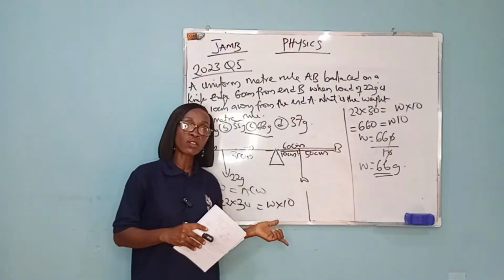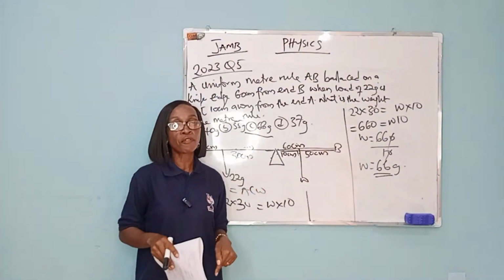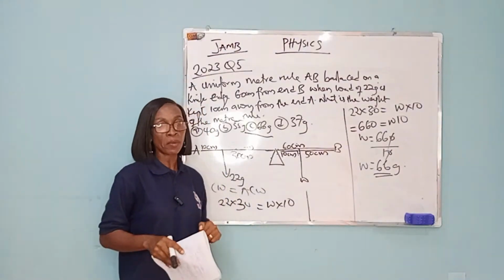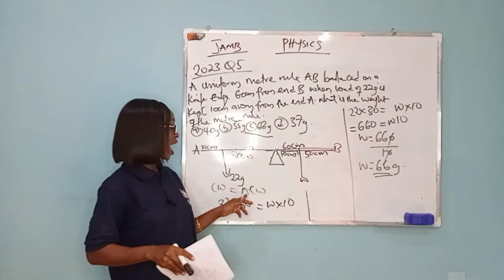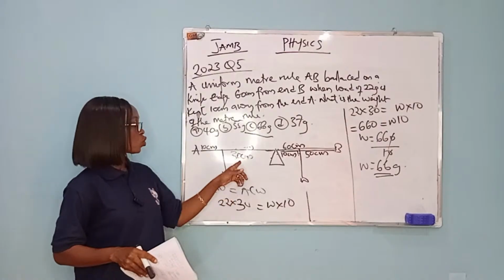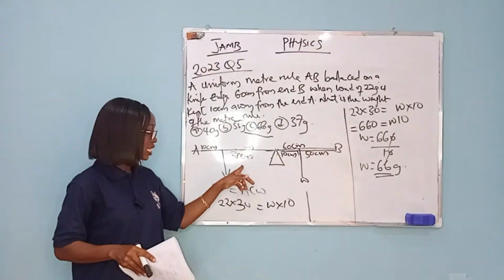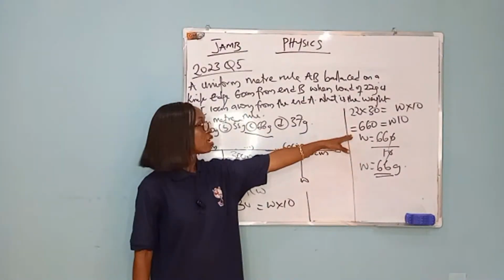And the downward force must equal the upward force. The clockwise moment must be equal to the anti-clockwise moment. So we have CW, which is the clockwise moment, must equal the anti-clockwise moment, which is 22 times 30. Having known that, 22 times 30, I'm having 660.